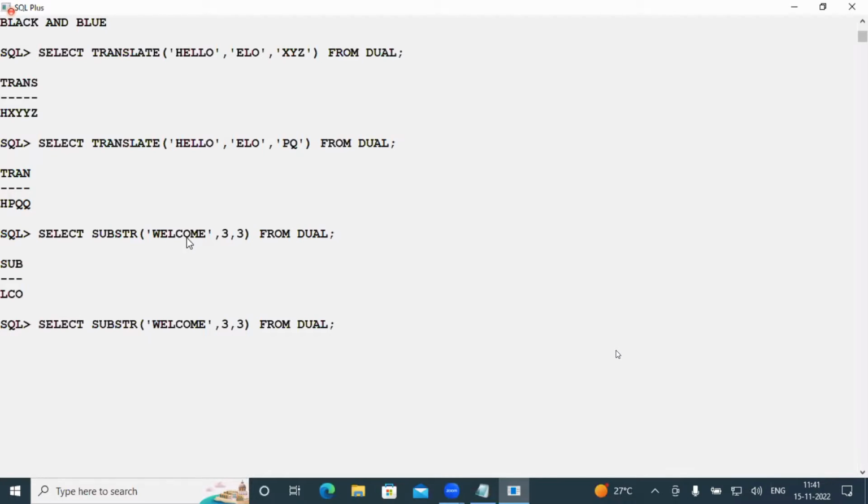Suppose I'm asking, the starting position is 4, and here I will give it a 2. Now check it out. What is your 4th position of character? C. So from C, how many characters do you want? 2. So CO. It was showing what now? CO. Same, come out here and check it out.